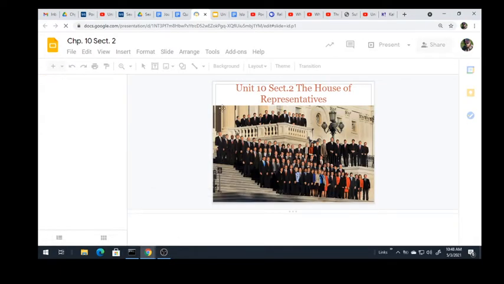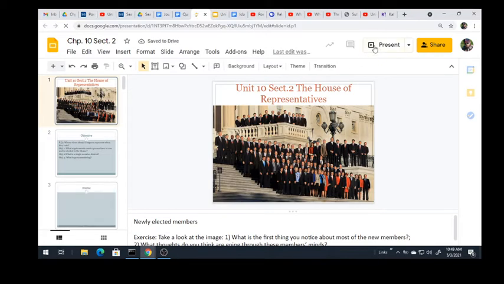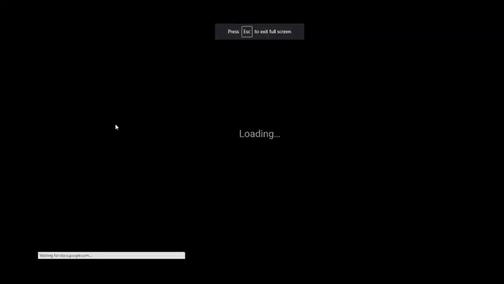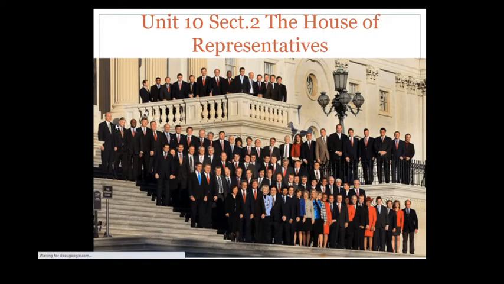Welcome to Unit 10, Section 2, the House of Representatives. So here's a nice picture of our House of Representatives. Remember, this isn't all of them, this is only a portion of them. There are today, I believe, 435 members of the House of Representatives, 100 senators, which means 535 total congressmen and women, and then 3 representatives from Washington, D.C.